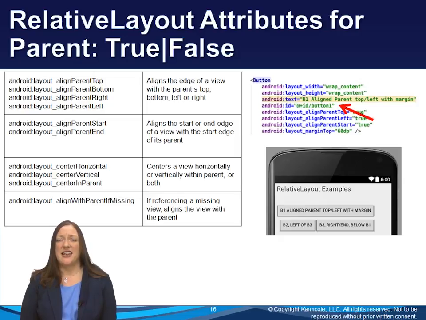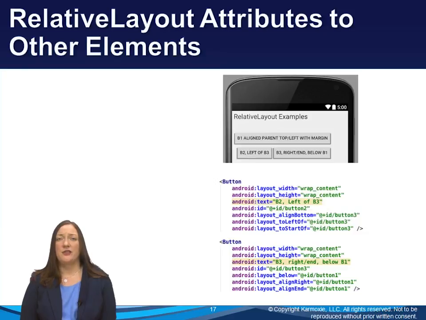And here we can see the Android ID with the plus symbol being used. So this is the first time we're seeing this one, but we're identifying the button that we're placing by using the @ symbol and then a plus symbol, an ID, and then giving it the name button 1. By doing so, we can now start to place other buttons relative to this button, and they can refer back using that ID. So when you do layout attributes related to other elements, again, you need to make sure that they have an ID, and then we refer to that ID.